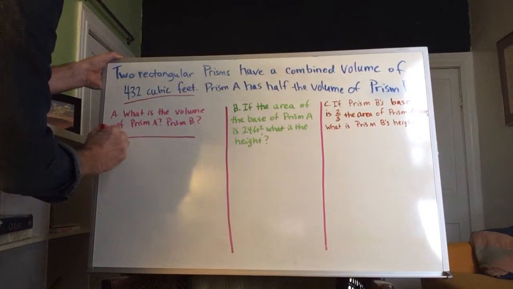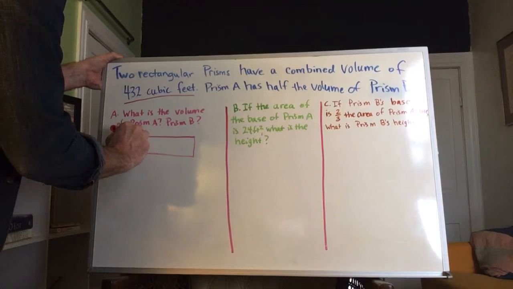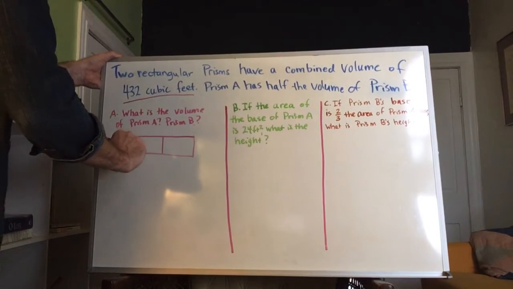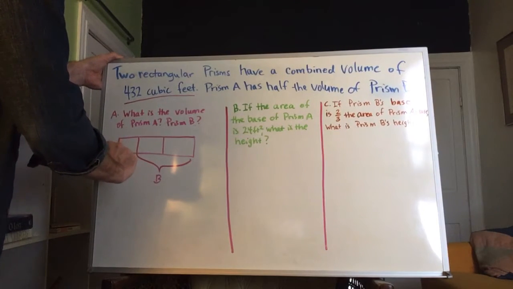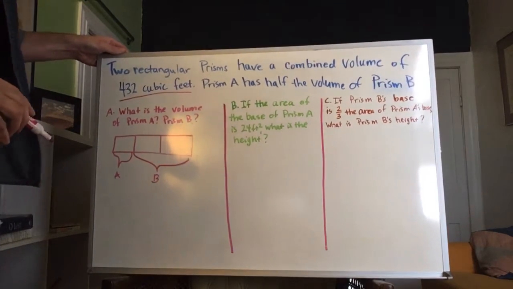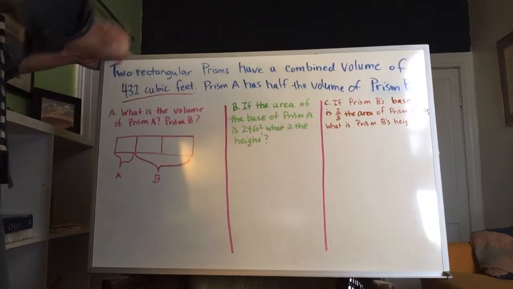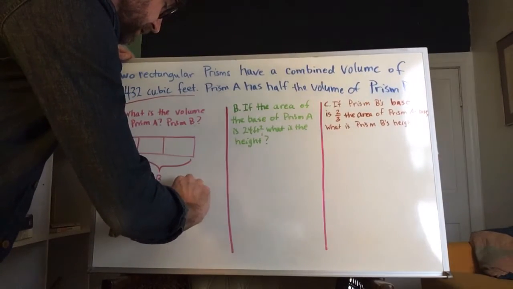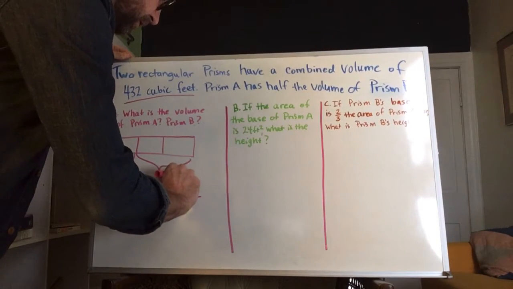If we make a tape diagram, that means for every one prism A, there are 2 prism Bs, right? So we know this is going to be 3 parts. So we can be like B, and this is A. Okay. So now I know this is going to be divided into 3 parts. Now I'm going to divide 432 by 3 to figure out how much one of these is.